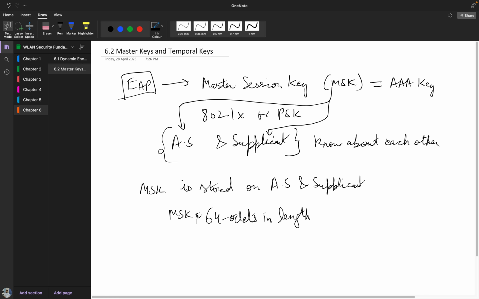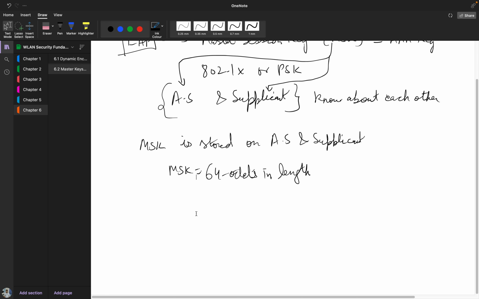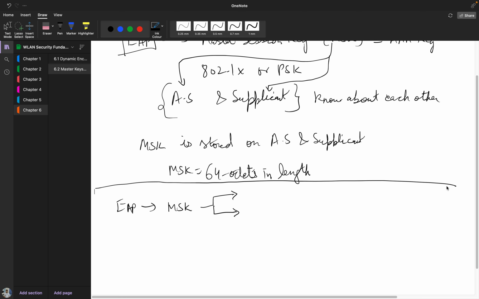Okay, now let's discuss some master keys. So MSK was the first key that was created after EAP, right? After the creation of MSK as a result of EAP, there are two more keys which are generated from MSK. Okay, I know it's a little complicated, but try to catch up. So EAP MSK gets created. Now from MSK there are two more master keys that are generated. Now these two master keys are basically called PMK, and I'm going to talk about the second one later on.